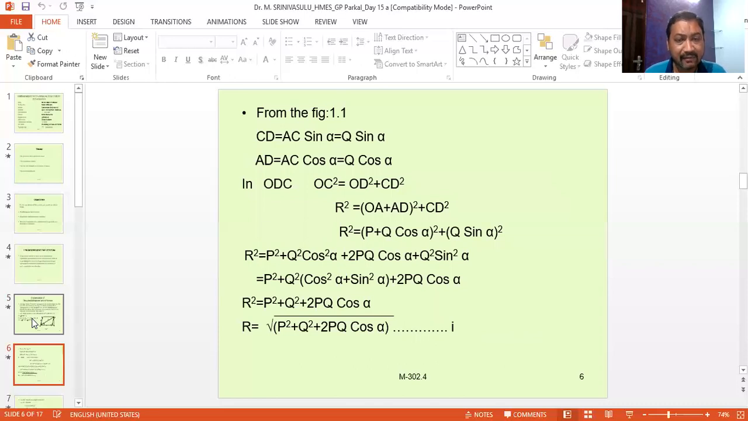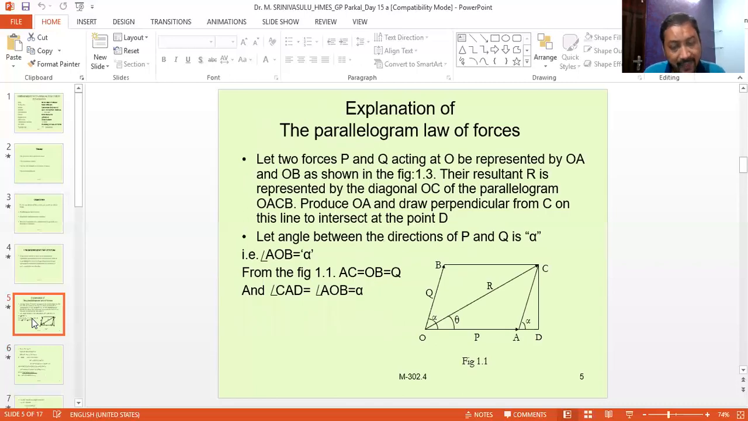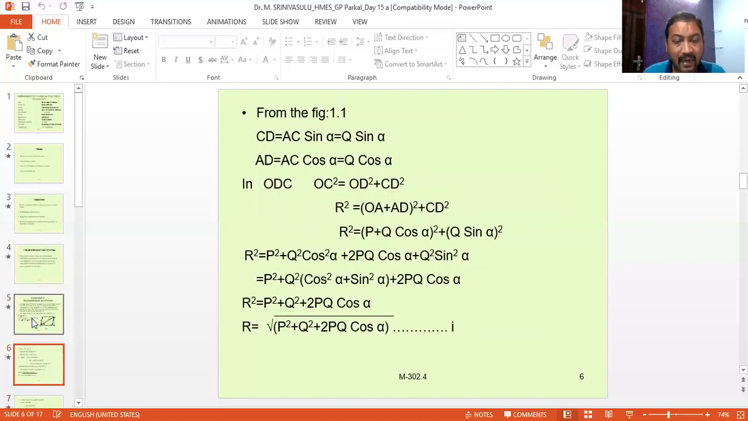So, CD is equal to AC into sin alpha, that is Q into sin alpha, because here AC is also equal to OB. So OB is nothing but the given force Q. Therefore, CD is equal to Q into sin alpha. And similarly, AD is equal to AC into cos alpha. Here AC means Q, so Q into cos alpha. So CD is equal to Q sin alpha, and AD is equal to Q cos alpha.